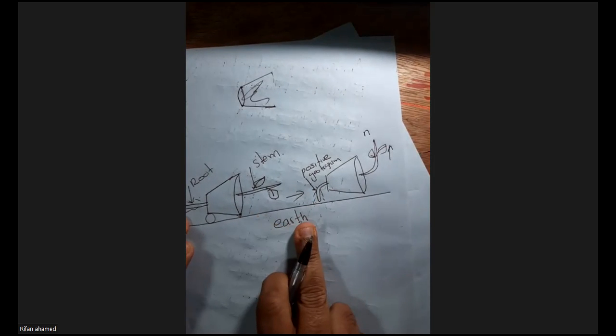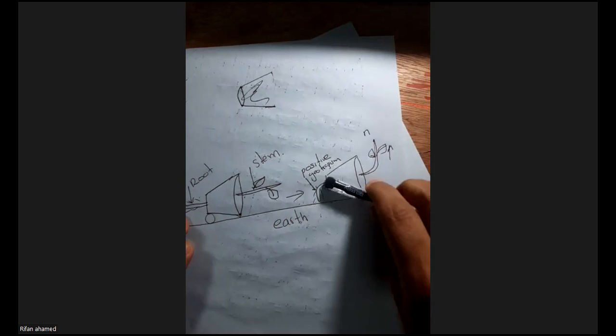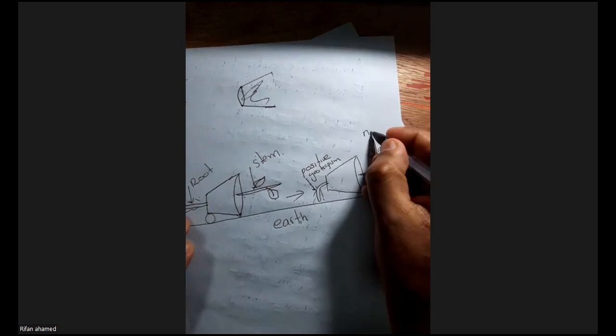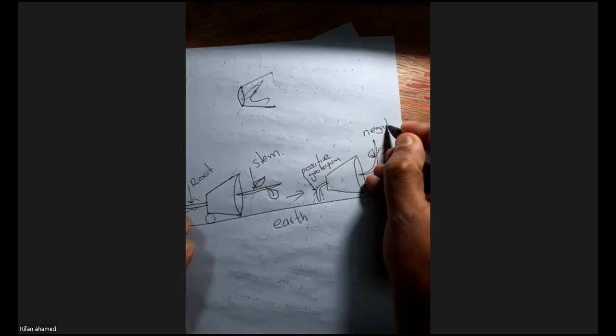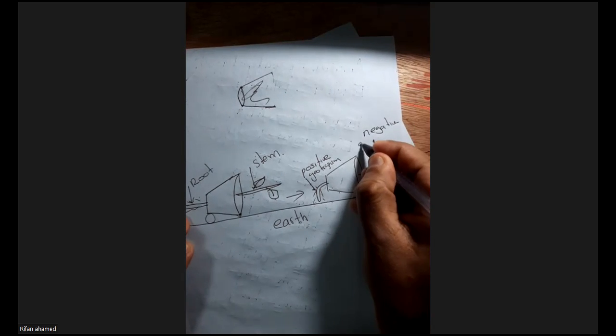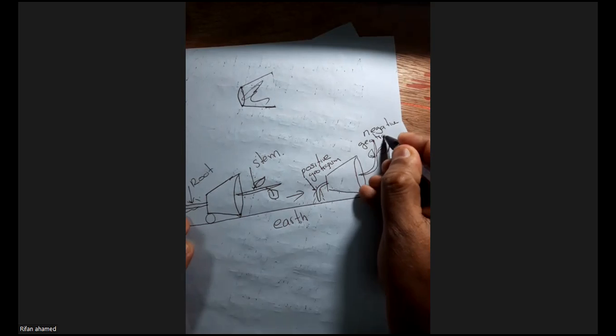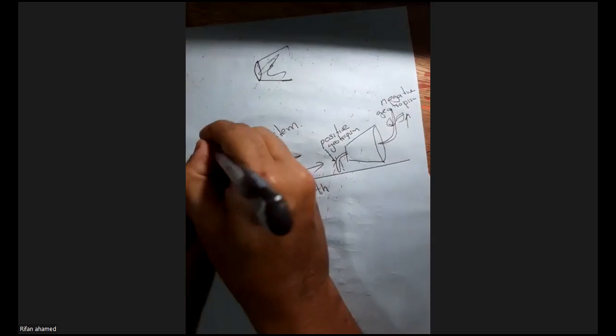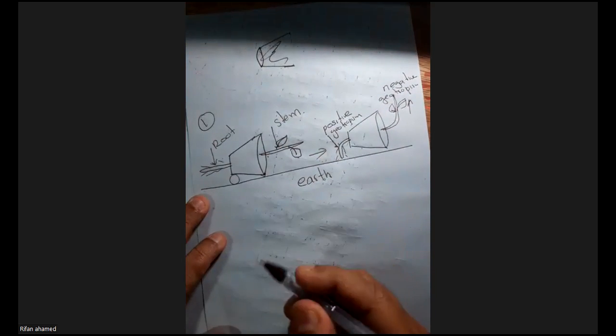Am I right? Root is coming near to the earth, stem is moving away. So stem is showing what kind of tropism? Negative geotropism. This is one example to you.